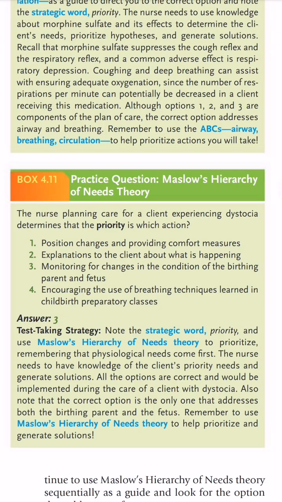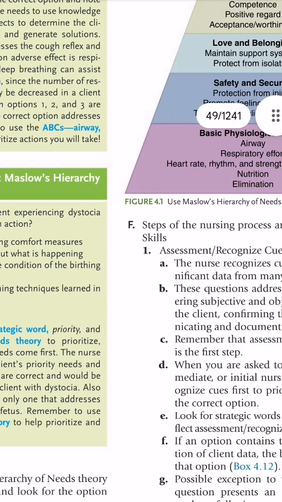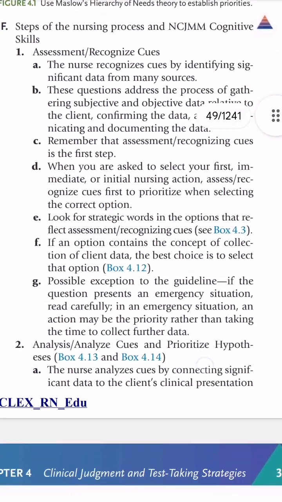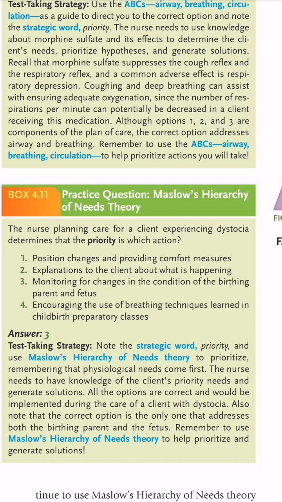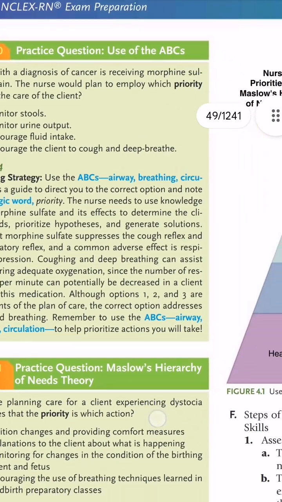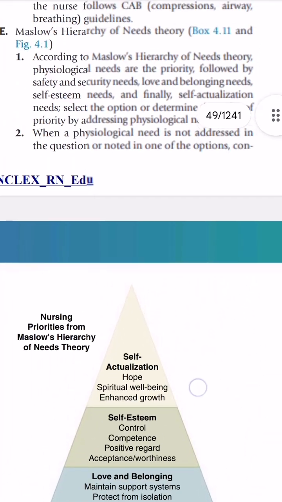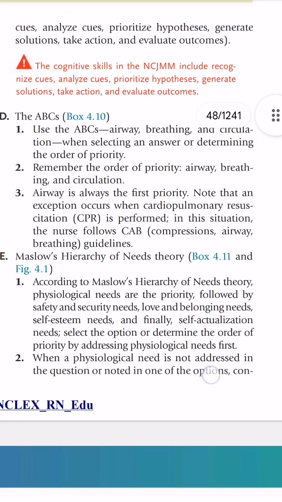Hello guys, now I am going to tell you about the priority questions. Priority questions are based on the information which we can get from different kinds of sources, like priorities. The first one is ABC. The ABC priorities always go to airway, breathing, and circulation.